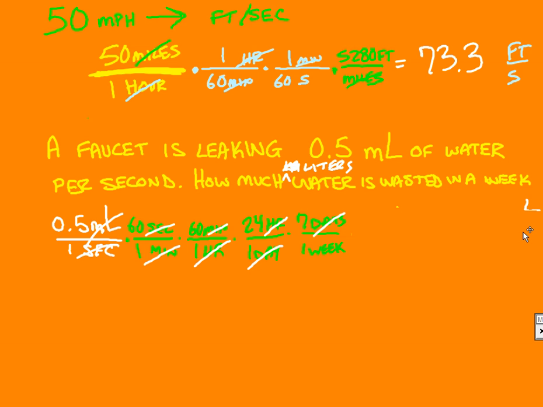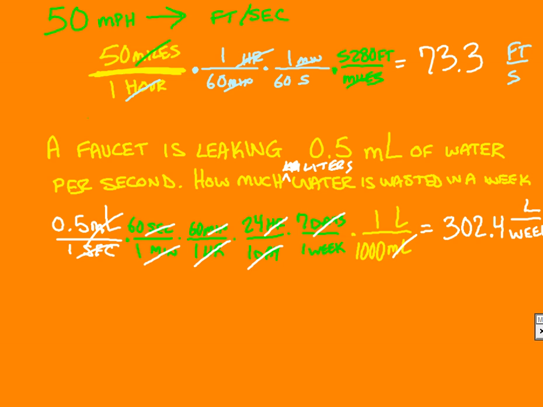So that's now good shape that I have milliliters per week at this point. Now, I don't want milliliters though, I want full liters. Well, there are 1,000 milliliters for every 1 liter. So my unit left is liters per week, just like I wanted. Now I can multiply across and divide. I should get 302.4 liters per week.